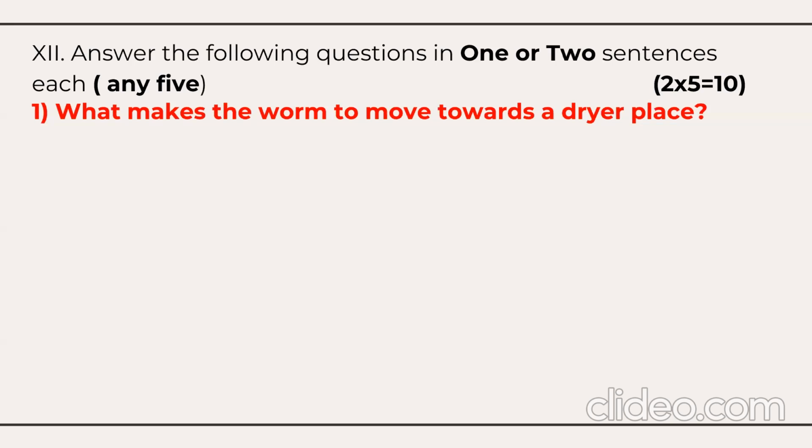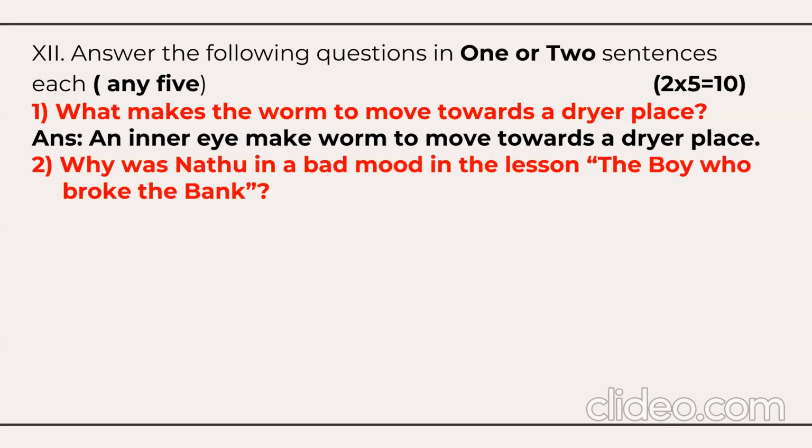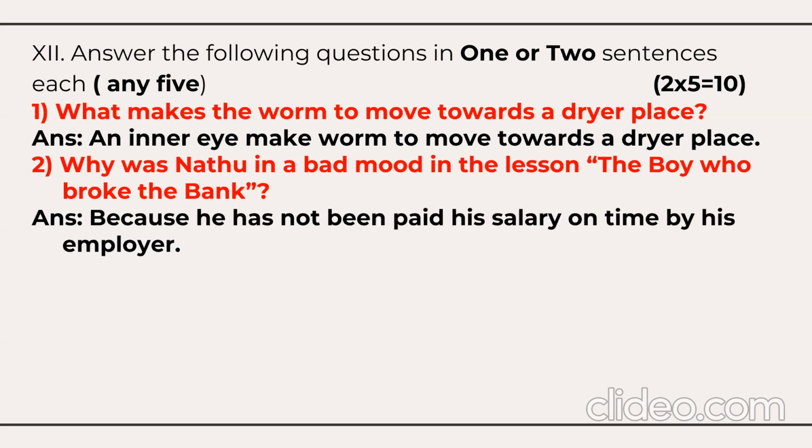Question number 1: What makes the worm move towards a drier place? An inner eye makes the worm move towards a drier place. Why was Nathu in a bad mood in the lesson, The Boy Who Broke the Bank? Because Nathu did not get his salary on time from his employer, that is the bank. The bank did not pay Nathu's salary in time. That's the reason he was very angry. He was not in a good mood, right?